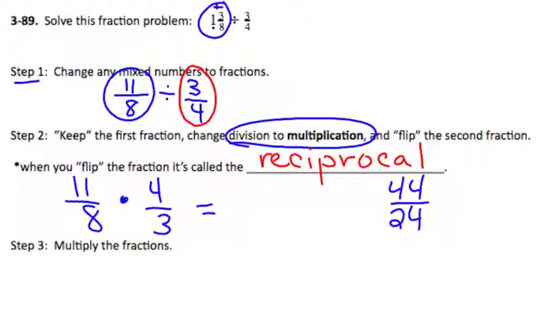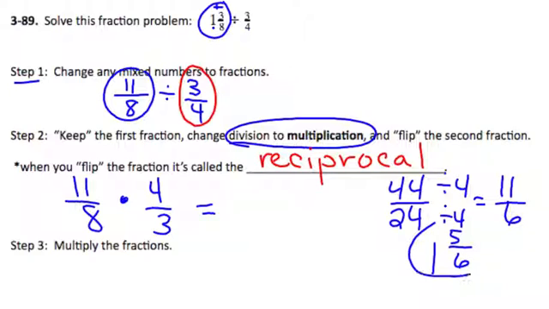And now I have to simplify that fraction. So this one's not too hard. Both of them have a factor of 4. So when I divide the numerator and denominator by 4, I'll get 11/6. And now I have to change that improper fraction to a mixed number. So 6 goes into 11 once. I will have 5 left over, and I'll keep my denominator 6. So the answer to this division problem is 1 5/6.